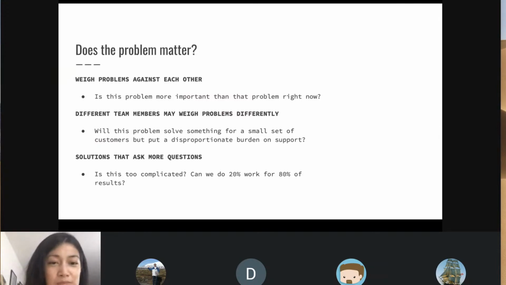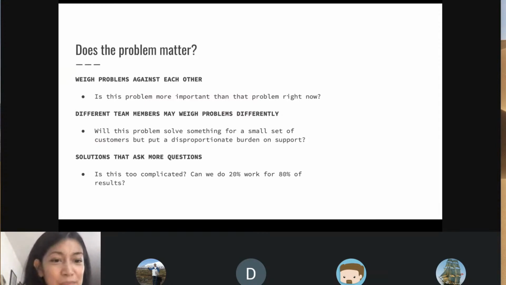Will this problem solve something for a small set of customers, but put a disproportionate burden on support? Obviously, if you're on the support team, you're going to be like, no, let's not do that. But if you're on the customer UX research side, you're probably going to be like, hey, this is worth it because of XYZ reasons.